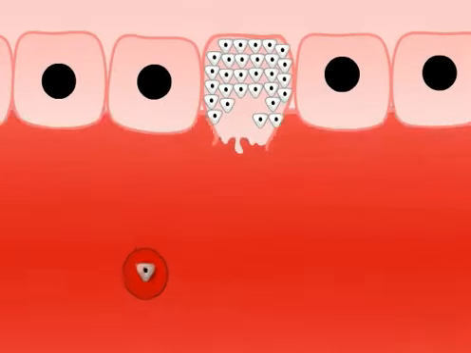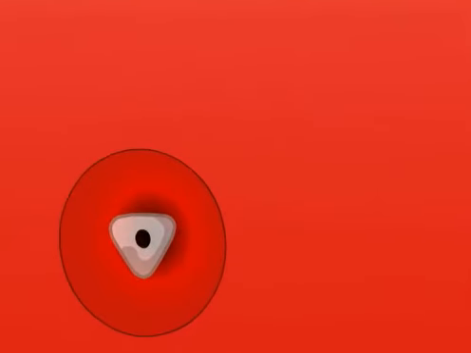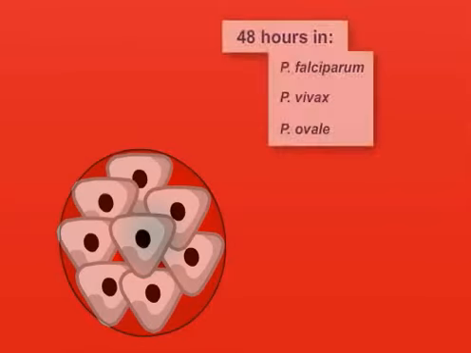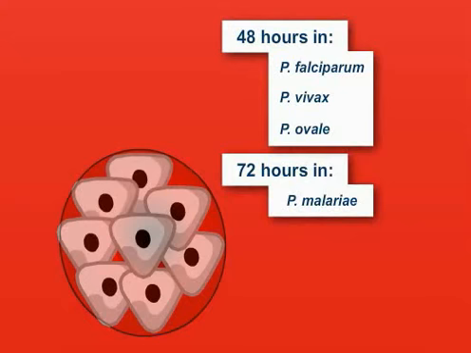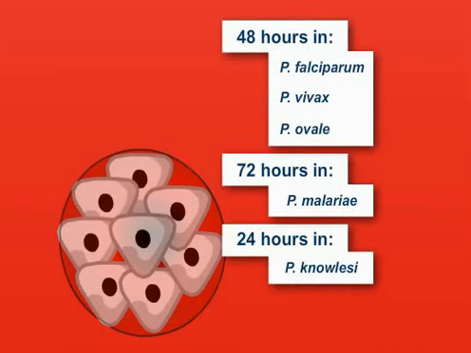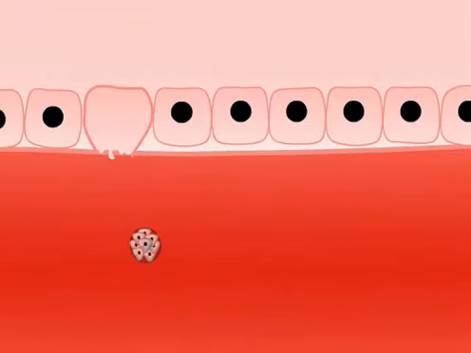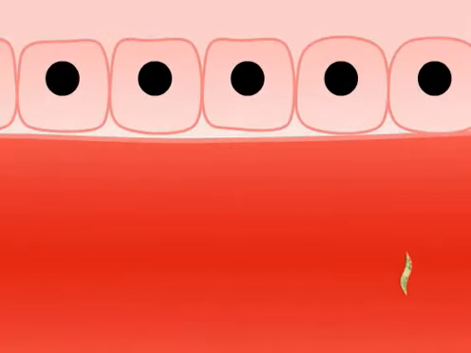Once inside the red blood cells, the parasites grow and divide. This process takes 48 hours for Plasmodium falciparum, Plasmodium vivax, or Plasmodium ovale, but takes 72 hours for Plasmodium malariae and only 24 hours for Plasmodium knowlesi. As these cycles in the red cells continue, so the number of parasites in the infected person increases, which leads to the onset of symptoms of the malarial illness.